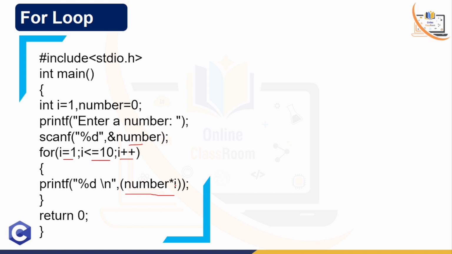So number into I. So it means if your number is 10, at the first time, 10 into 1, right? Because the value of I at the first time is 1. So 10 into 1, it means it will print 10. After that, when the value of I will be 2, then it will be 20 because 10 into 2, right? Like this way, it will go up to 100. So you can just write this code and try it yourself.